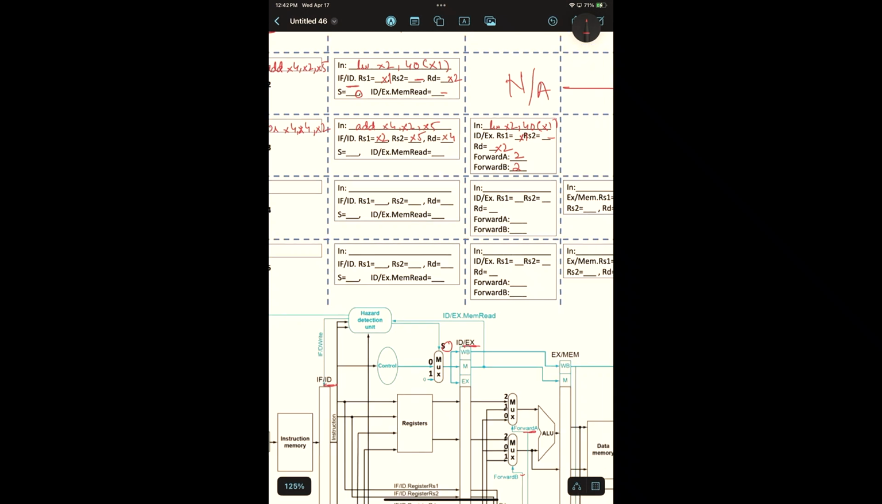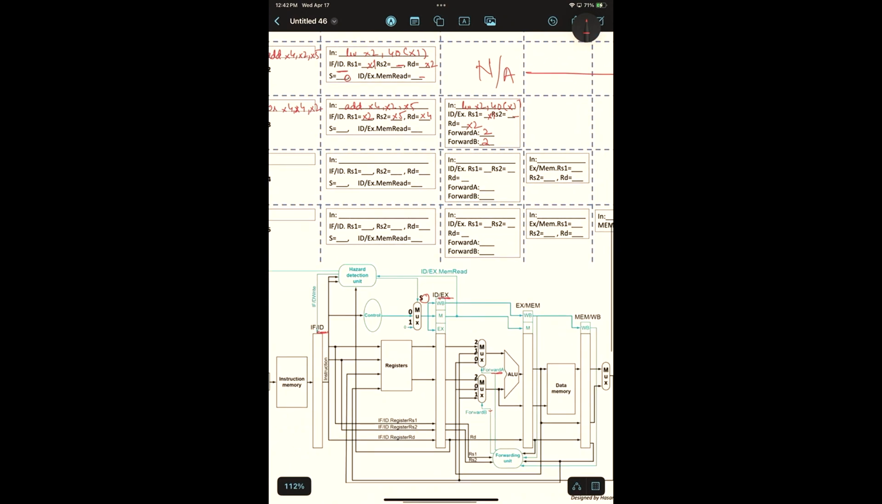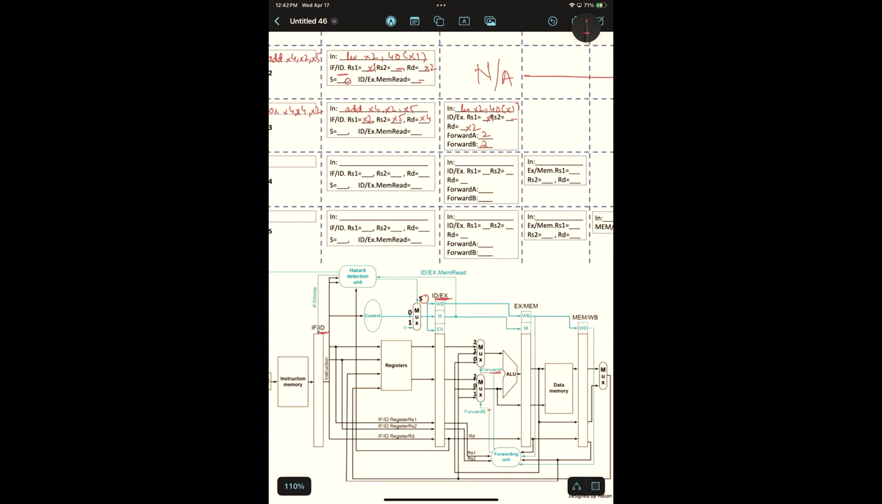What do we have in the IDX register? What instruction do we have in this register? Tell me. Load instruction. And in load instruction, what is the memRead value? What is the control value of memRead? It reads the data from memory, right? So the control value should be 1. Okay, so IDX memRead is 1.